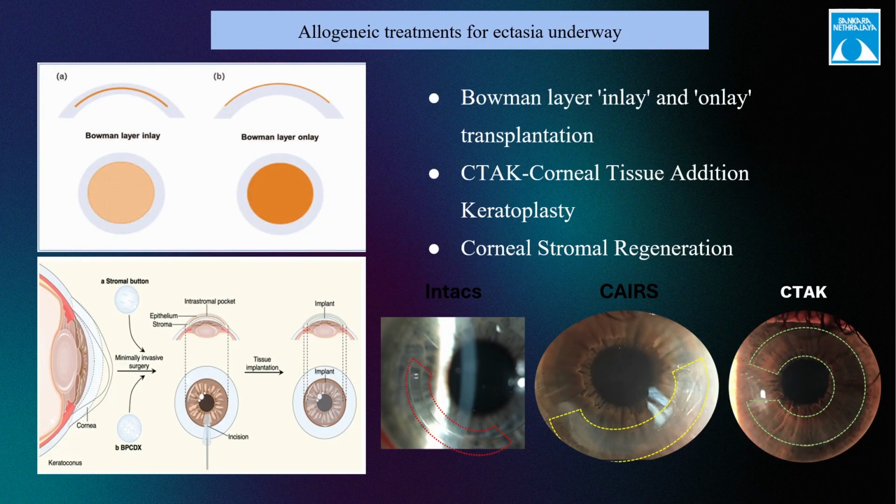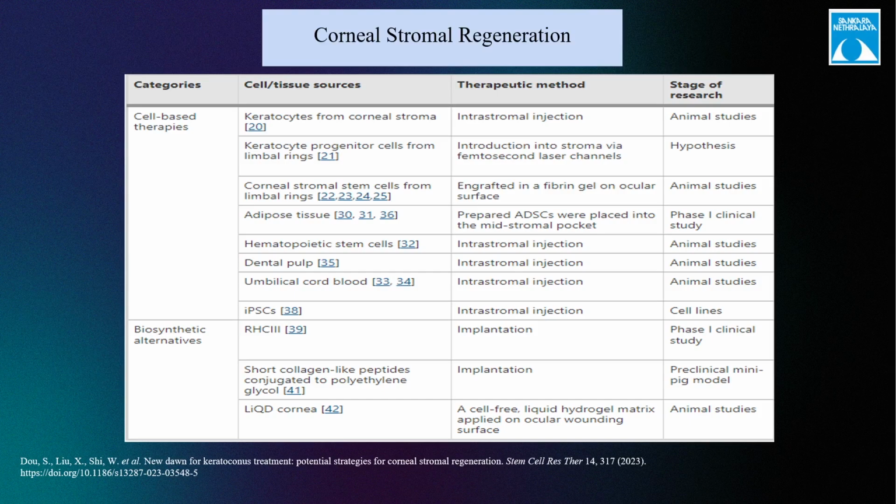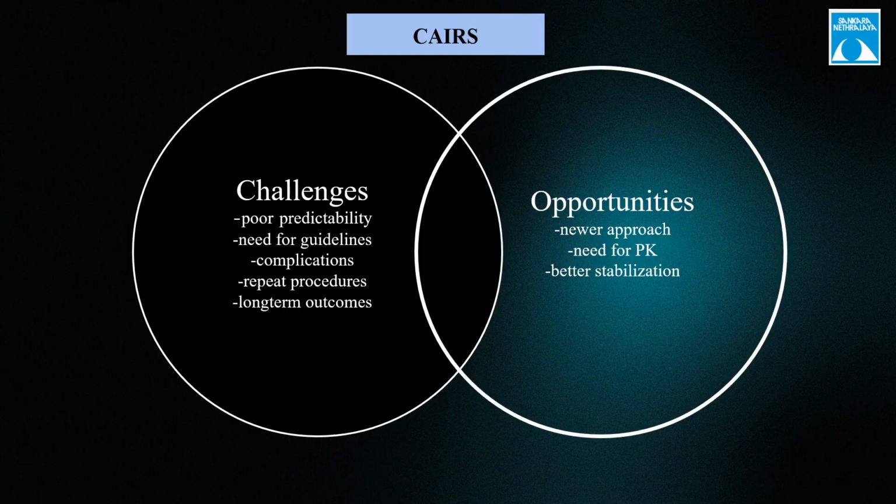Moving on to a few of the other allogenic treatments that are still under research or on the way, we have Bowman layer inlay onlay transplantation, CTAK, which is corneal tissue adhesion keratoplasty, and the last one is corneal stromal regeneration. Corneal stromal regeneration procedures are still underway. Half of them are still in the stage of animal study research. We have injectable intrastromal materials which can form themselves into a cornea and give improved stability.